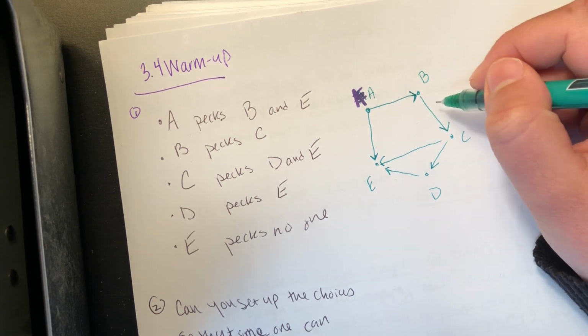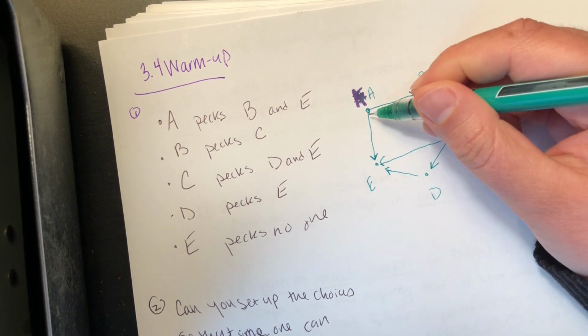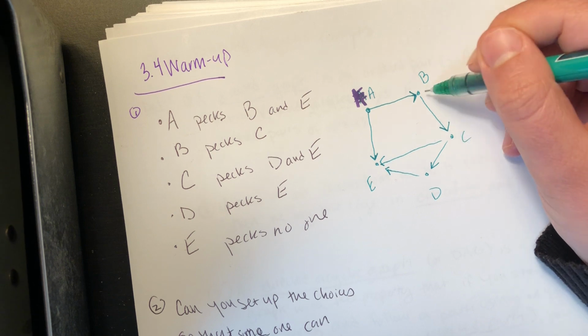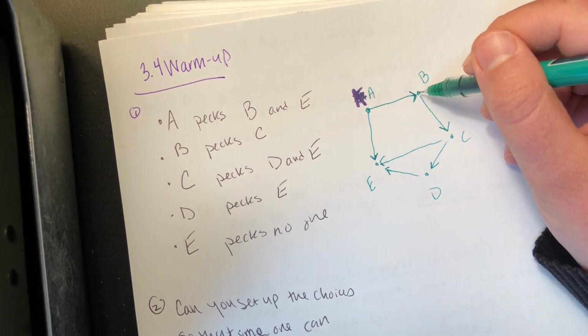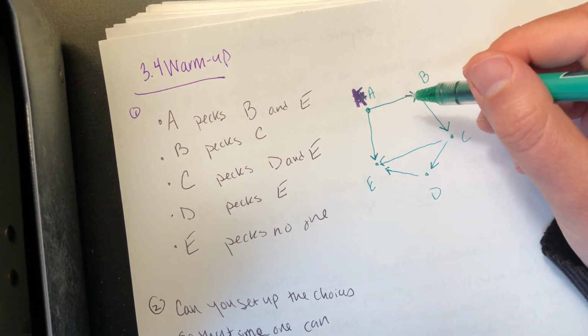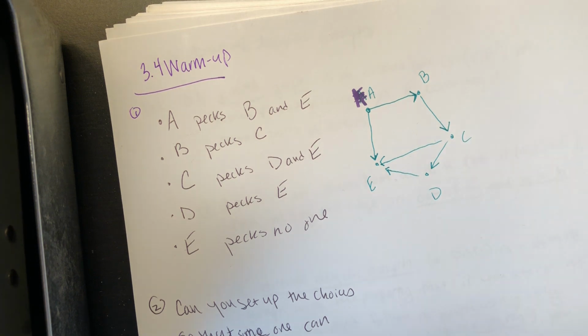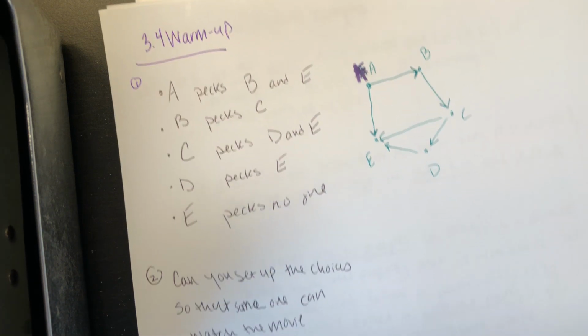Nobody is pecking A. And even though A doesn't, for example, peck C or D directly, A pecks B and then B pecks C, or A pecks B and then B pecks C and then C pecks D. So in this sense, A is in charge of the whole thing, even though they're not directly pecking everyone else. So we'll see that we have a specific term to describe that relationship in a little bit.